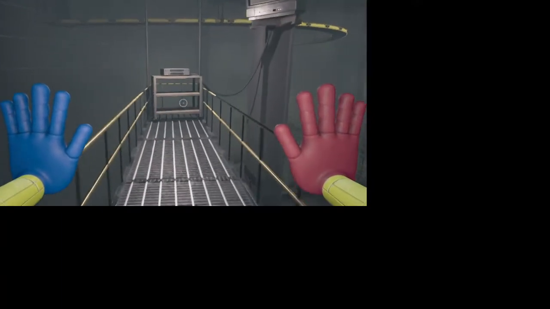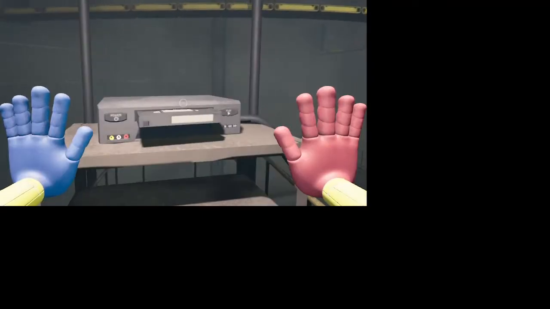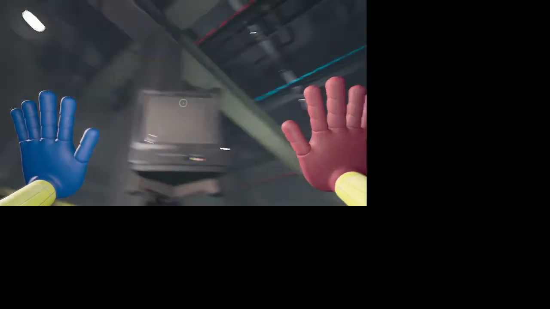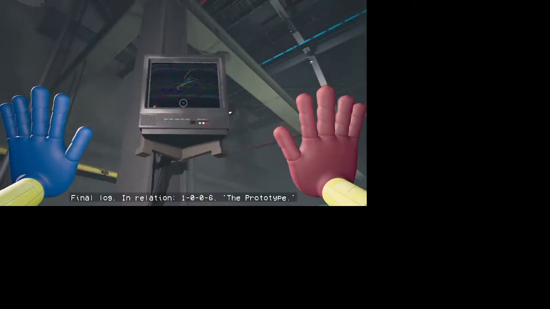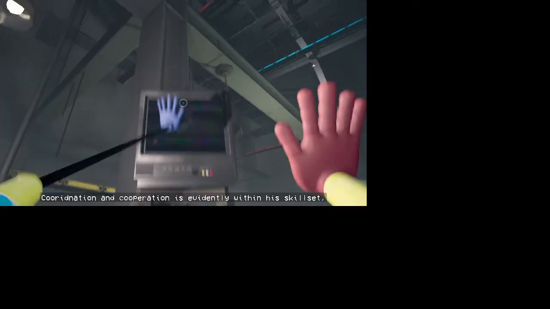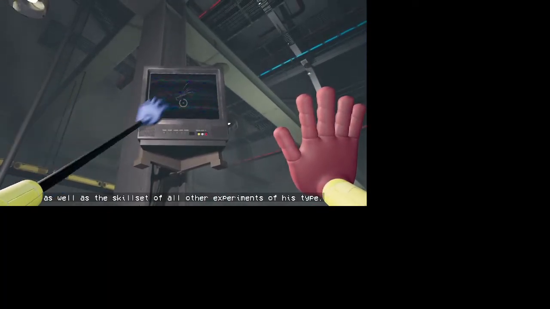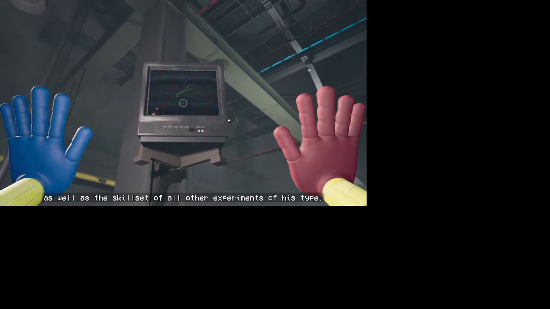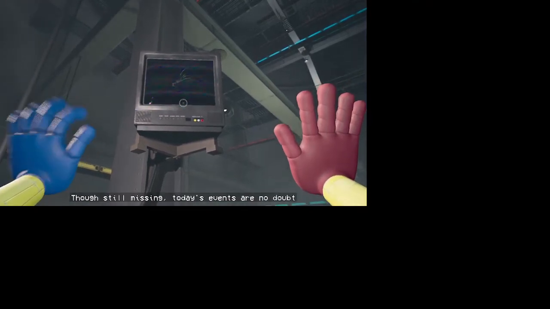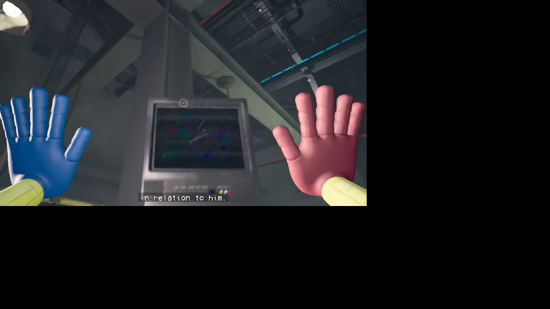Sorry, I am already in the electricity room. I'm already in the minute. So look. Find lock in relation 1006, the prototype. And as you can see, his hand. That's the hand in Chapter 2. So yeah, that's the hand in Chapter 2.